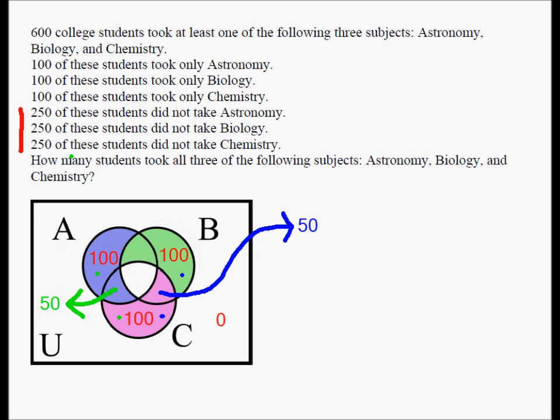The last statement: 250 of these students did not take chemistry. So these numbers should add up to 250. These are the people who did not take chemistry. And if this is 100, this is 100, this should be 50.